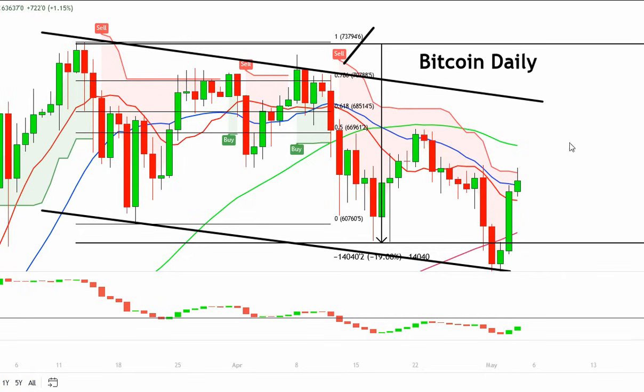So again, got to flip these signals back to bullish. Got to flip it back, get above the cloud, get back above the 50 period, the green line right there, and then eventually be able to break out above this level right here for a push higher.